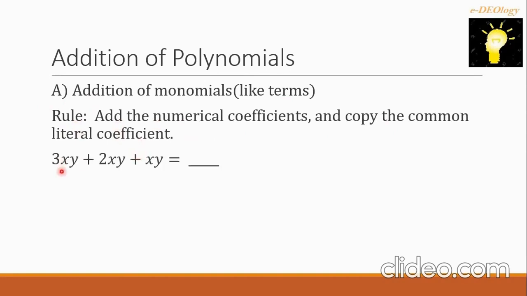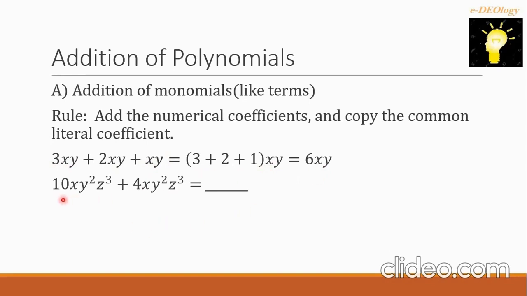Let's see an example. 3xy plus 2xy plus xy. We are sure that this group of terms are like terms, so we can add the numerical coefficients. I collected the 3, the 2, and the 1. The 1 is the coefficient of the xy. And for the literal coefficient, we simply copy that same and common literal coefficient. So 3 plus 2 plus 1 gives us 6, and the xy, the literal coefficient, is simply affixed.